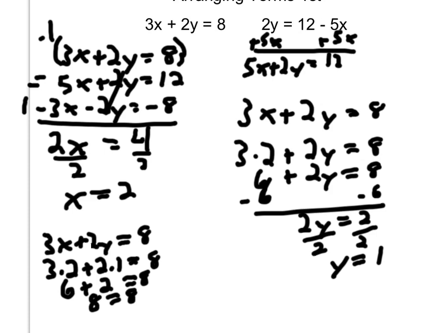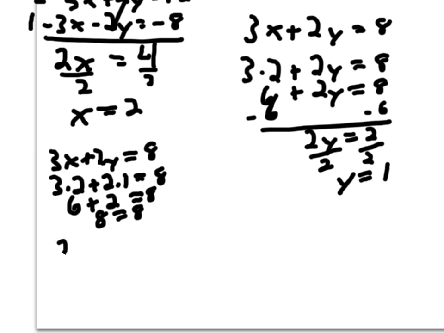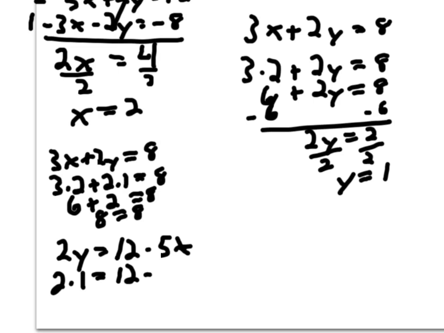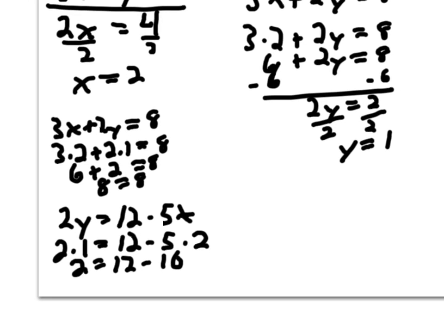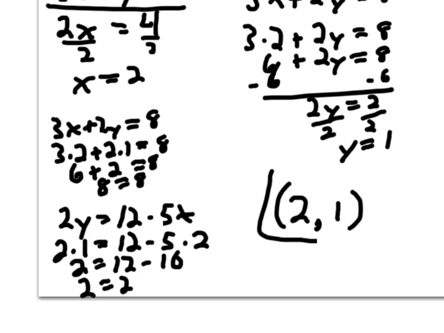Now I'm going to plug it into my other original equation, which is 2y equals 12 minus 5x. I want to know, does 2 times my y equal 12 minus 5 times my x? Well, 2 times 1 is 2, equals 12 minus 5 times 2, which is 10. And it checks out. So my ordered pair of positive 2, positive 1 works for both equations. That means that that is the correct solution to my system.